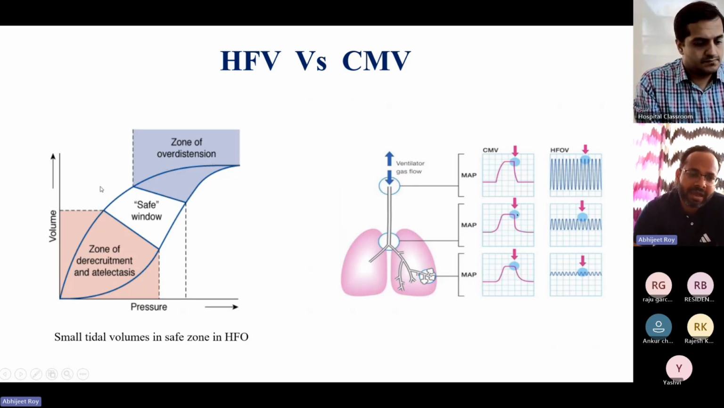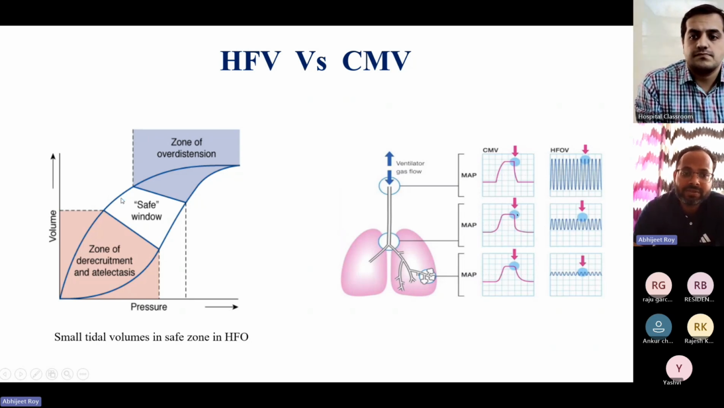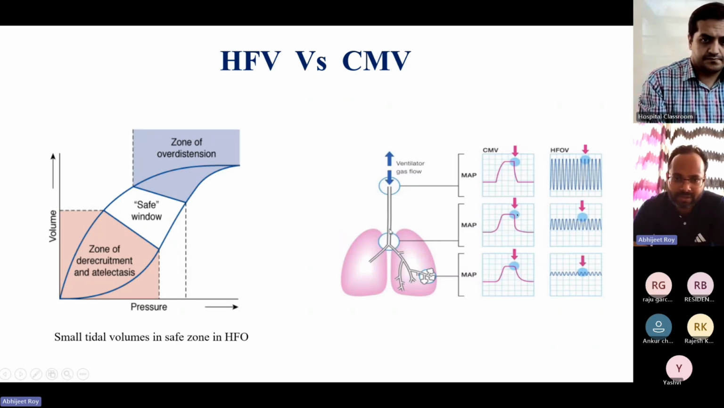But in high frequency ventilation, there are smaller tidal volumes, so volutrauma is also less, and it also operates within the safe window. Then another aspect of high frequency ventilation is that during conventional ventilation, as we go down the airway, there is no pressure attenuation. So suppose this is the PEEP, this is the PEEP, and the MAP would lie somewhere in between.